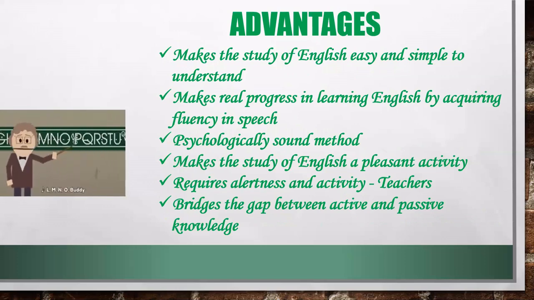This method makes the study of English easy and simple to understand. According to Champagne, the pupil's mind goes straight from meaning to the English word and from the English word to its meaning. He understands directly what he hears and reads. Thus, this method aims at creating a direct bond between words and ideas.